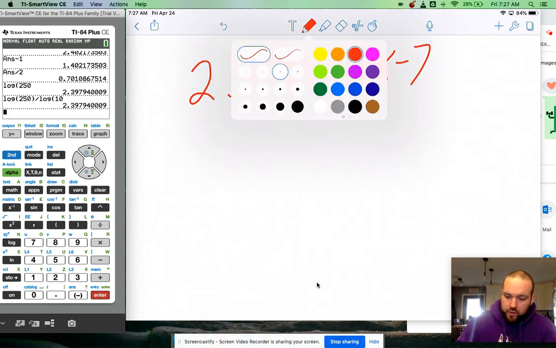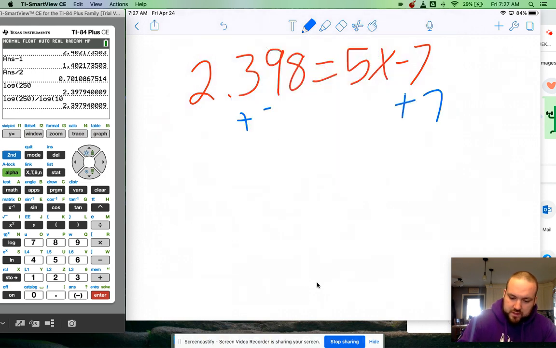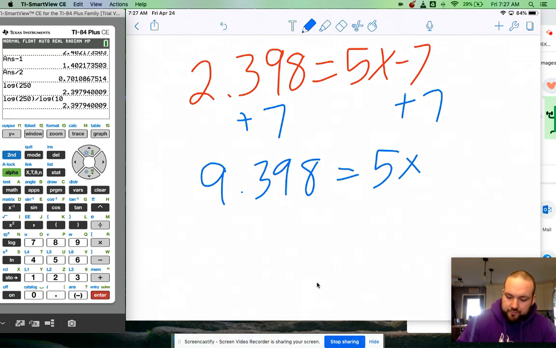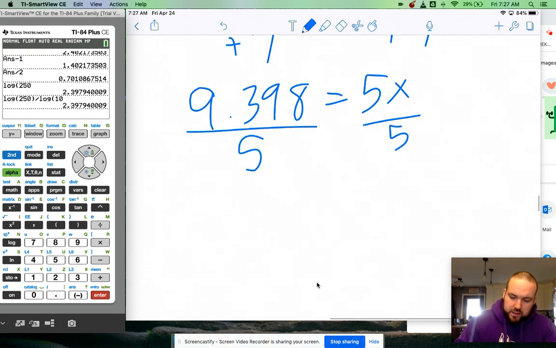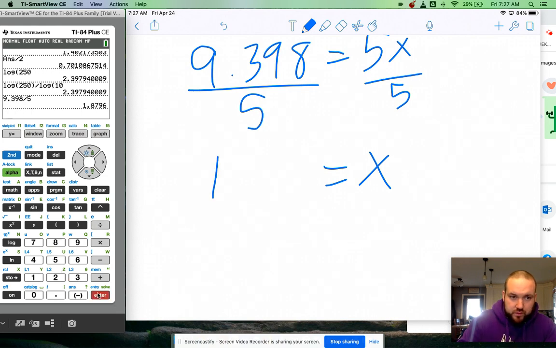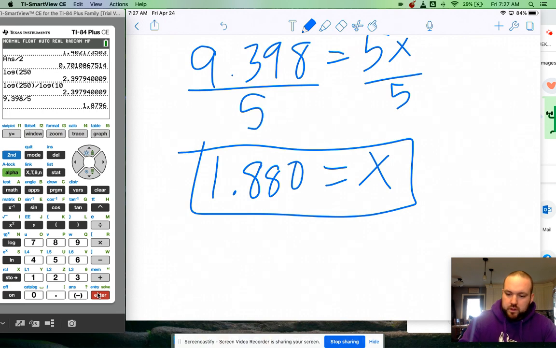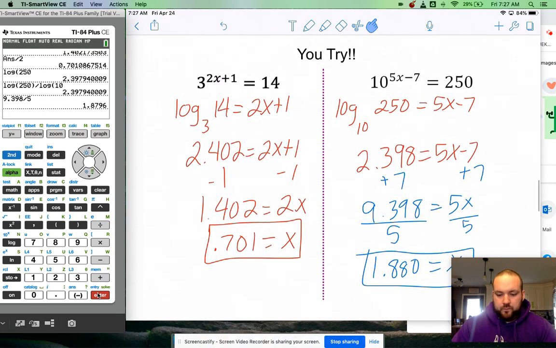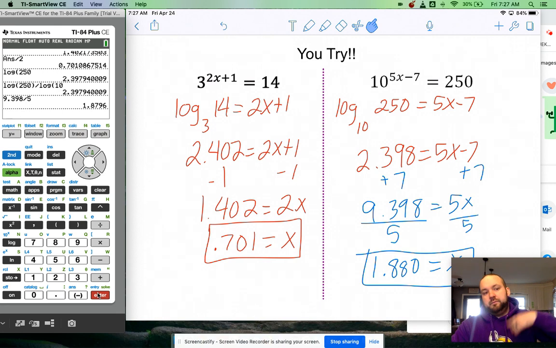And from here, we're going to add 7 to both sides. So that's 9.398. And then divide by 5. And we're done. So while these problems do look a little bit trickier, you're still dealing with just one more new algebra step that's introduced. So 1.880 is how that would round. So, yep. Rewrite as a logarithm, and then we move on.